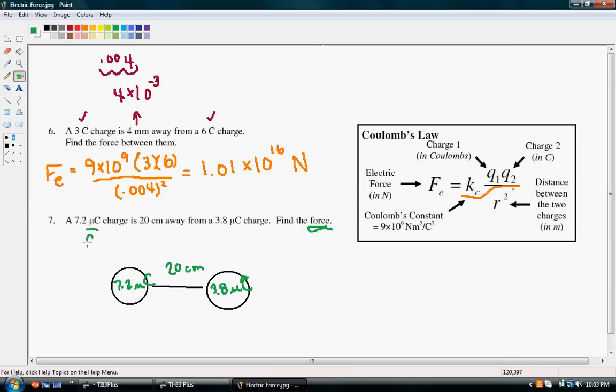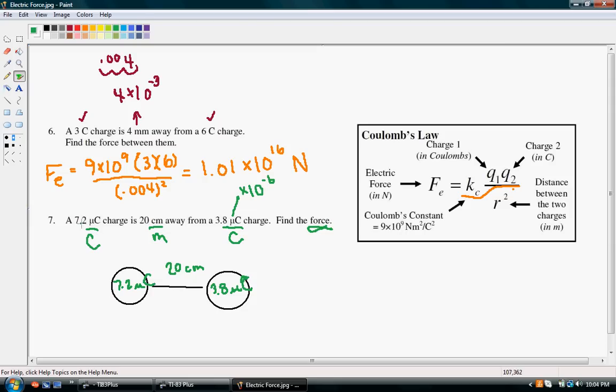Microcoulombs? Nope, we need coulombs. 20 centimeters? Nope, we need meters. And microcoulombs, again, we need coulombs. So micro actually implies times 10 to the negative 6. And you guys should have that half page skills practice sheet that has the prefixes there for you. And if you don't, you can pick one up in my classroom.